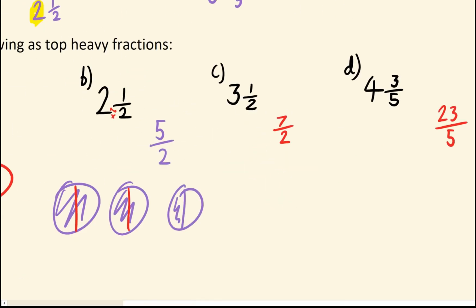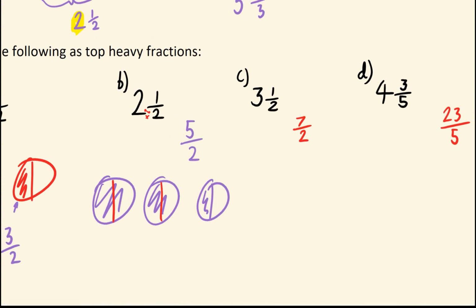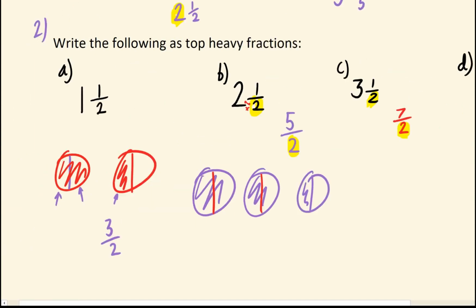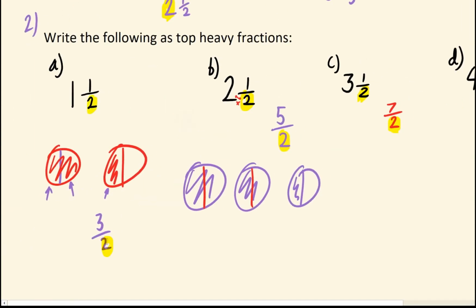Key thing to remember is make sure your denominators, your bottom numbers, never change from the question to the answer. So fifths, fifths, halves, halves, they should never change. That's the main mistake I see when going through these questions.